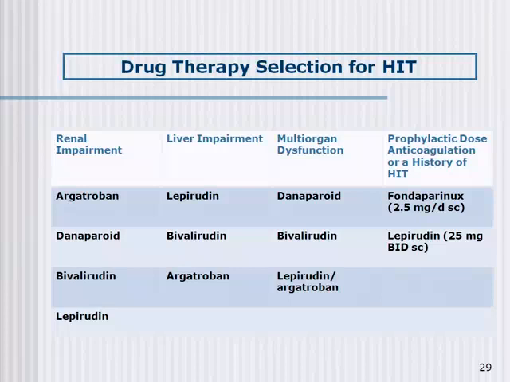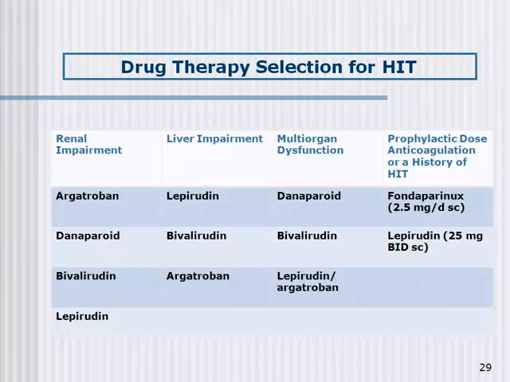So we'll talk about some of the individual direct thrombin inhibitors, but argatroban, for instance, is predominantly cleared by the liver. So if you have renal failure, argatroban, which is not cleared renally, would be the preferred agent. Bivalirudin and lepirudin, and fondaparinux, have significant clearance through the kidney, so those would be poorer choices. Liver impairment, a drug like lepirudin or bivalirudin that are cleared predominantly by the kidney, would be a better choice.